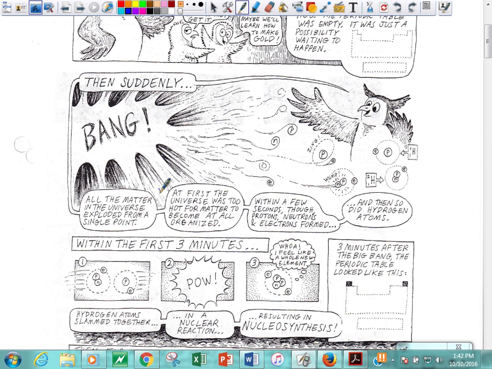So, when things get hot, guys, what happens to the speed of molecules? Yeah, they speed up. And was it really hot? Do you think it was really hot after the Big Bang? Very hot. So things were just flying around at really fast speeds. Nothing was organized. But then it says, within a few seconds, the protons, neutrons, and electrons formed. So protons were able to form, neutrons and electrons. And then what formed after that?